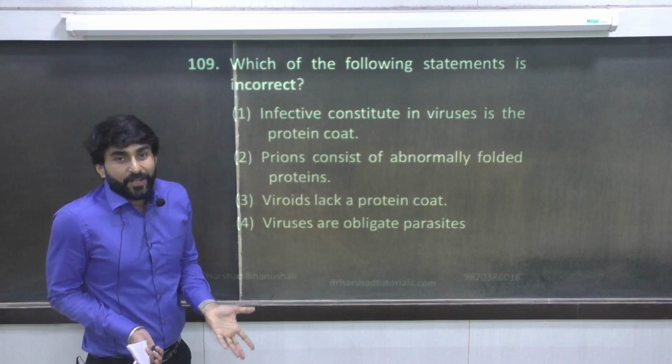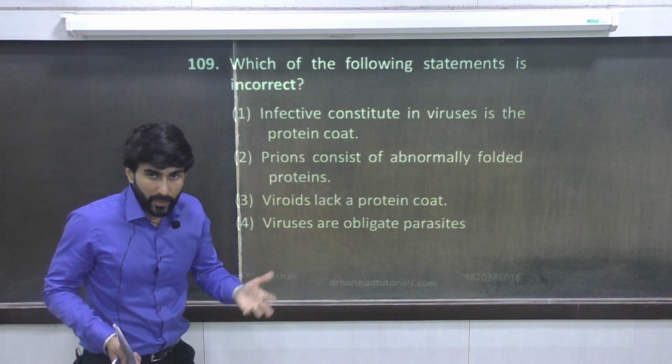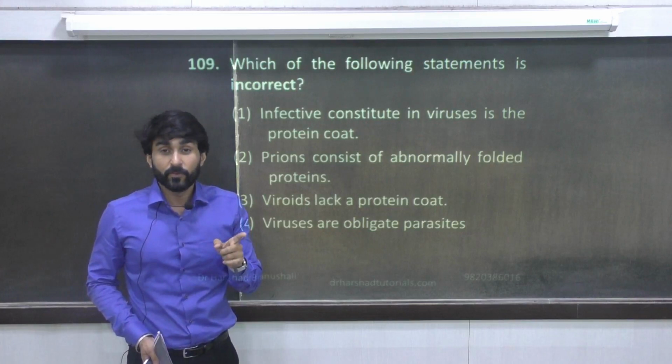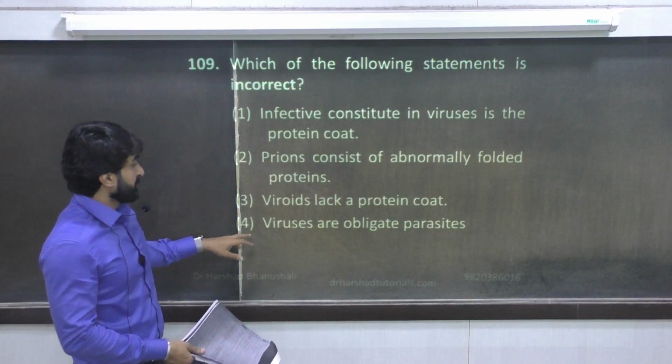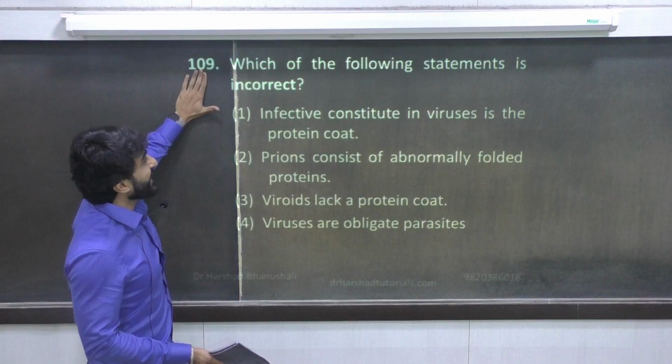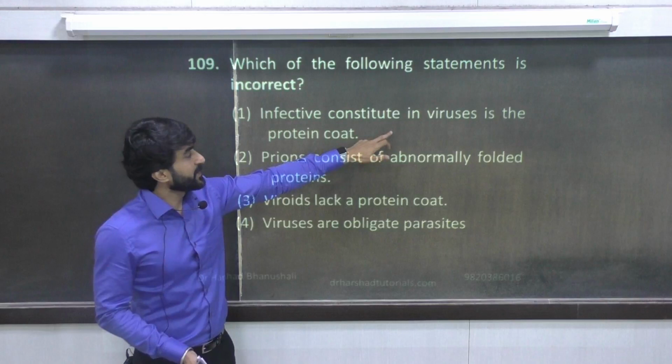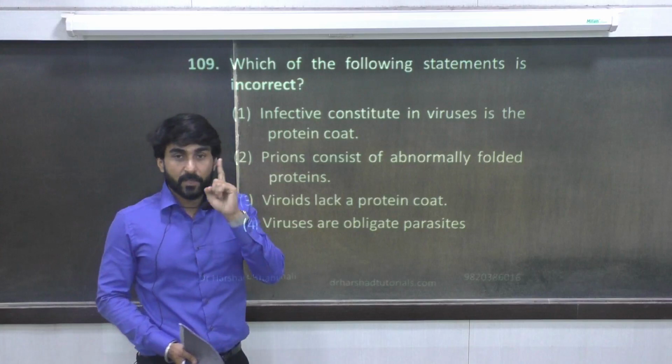I will still rule out the other options for you. Prions consist of abnormally folded proteins. As you all know, prions are abnormal protein molecules. Virions are the RNA molecules without the proteins. Viruses are obligate parasites. Again, a pretty straightforward statement. So for 109, the very first statement, that the infective constituent in the virus is the protein coat, is a wrong statement. It's the nucleic acids which are the infective constituent.